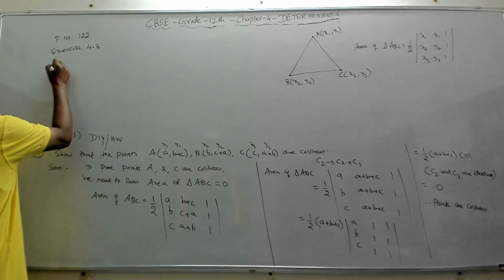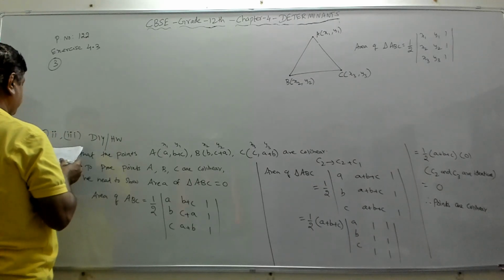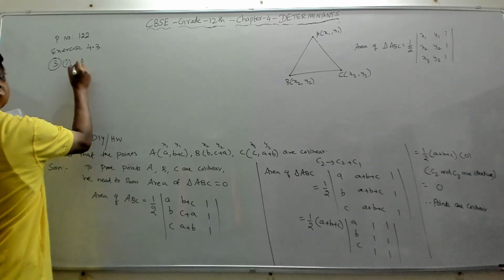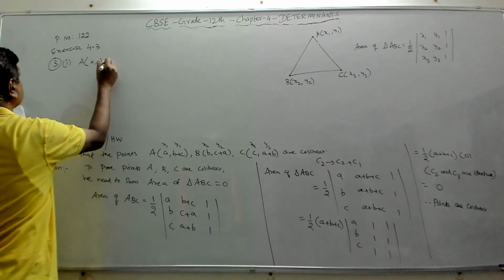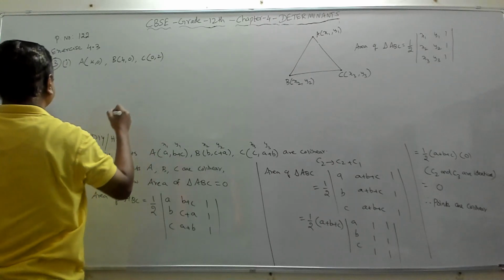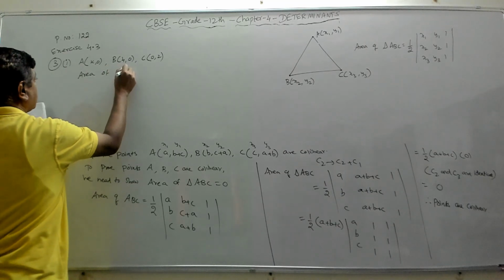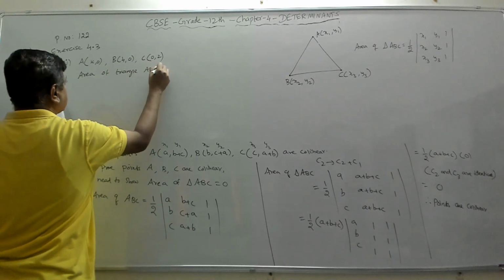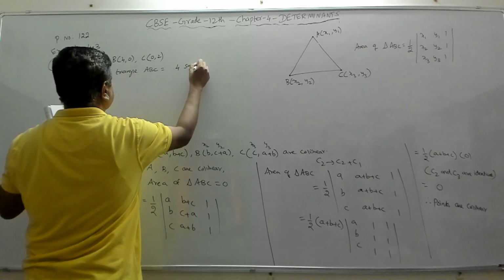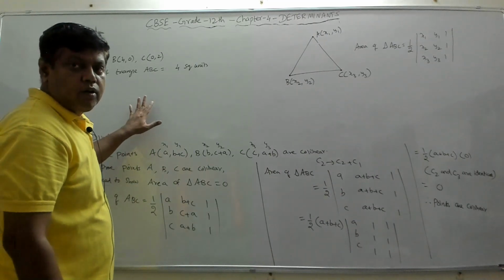So, the third problem is: find the value of K where the area of the triangle is 4 square units. So, the area of the triangle is given, but the points, we'll take the points as A of K comma 0, then B of 4 comma 0, then C of 0 comma 2. So, these are the 3 points, and the area of triangle ABC is given as 4 square units. Now we have to find the value of K. Right? The problem is to find the value of K.